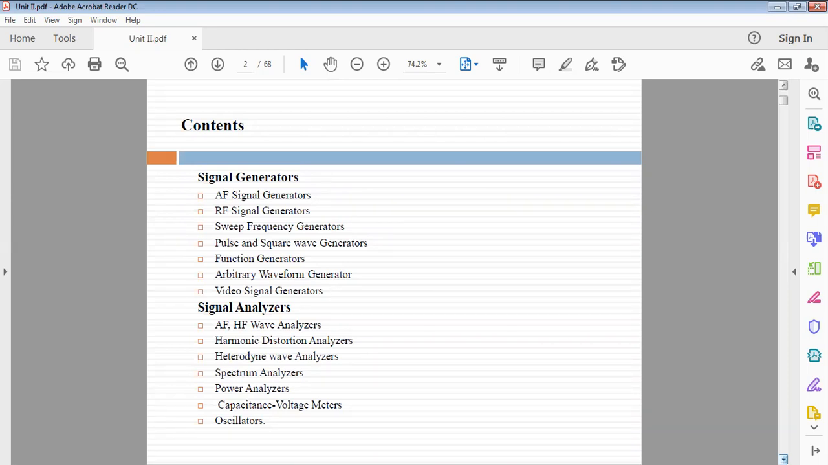After generating signals by using these generators, we'll be discussing the signal analyzers, which are used for analyzing the signal and characteristics of the signal, like amplitude and frequency. All these can be analyzed by using the signal analyzers. We have different types of signal analyzers: AF/HF wave analyzer, harmonic distortion analyzer, heterodyne wave analyzer, spectrum analyzer, power analyzers, capacitance voltage meters, and oscillators. In the first part, we'll be discussing the signal generators.